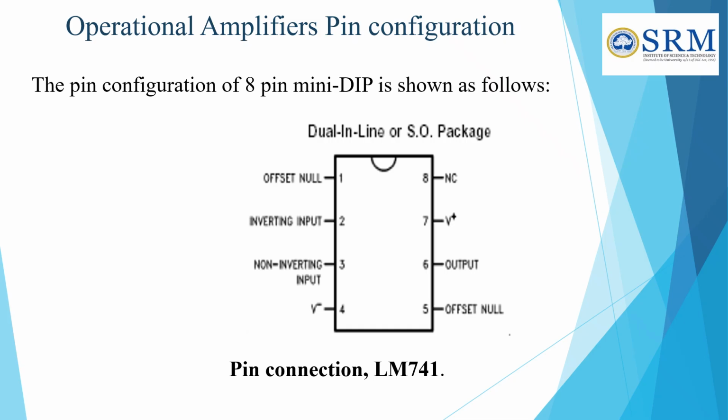Operational amplifier pin configuration. The pin configuration of 8-pin mini DIP is shown as follows. It has 8 pins. The first pin is offset null, second is inverting input, third is non-inverting input, fourth is the negative power supply, fifth is offset null, sixth is output, seventh is positive power supply, and eighth is no connection.